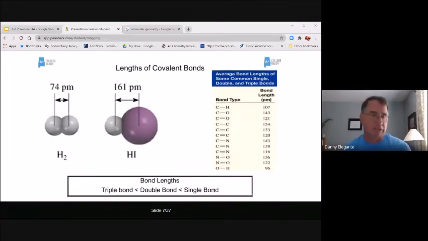This is just proof that I'm not making stuff up. Between two hydrogens, it's 74 picometers, whereas between hydrogen and a big atom like iodine, it's 161. The carbon-carbon single bond is 154, the carbon-carbon double bond is 133, and the carbon-carbon triple bond is 120. So we can judge bonds based on their lengths or their energies.